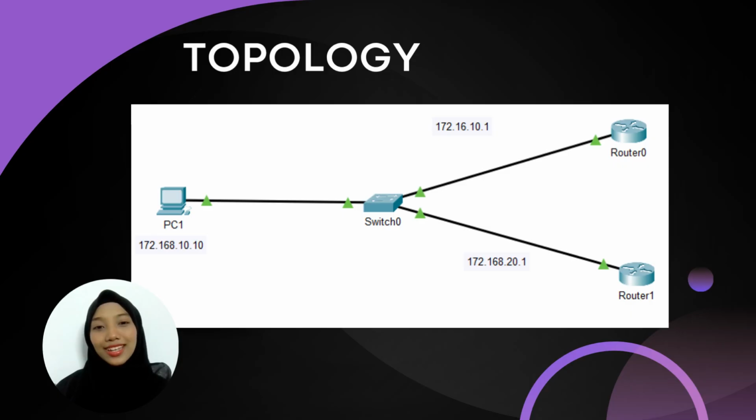So PC1 is connected to the network, allowing it to send SNMP commands. Router 0 and router 1 are connected to switch 0, and this setup allows PC1, the manager, to communicate with router 0, the agent, through the switch to perform SNMP get and set operations.